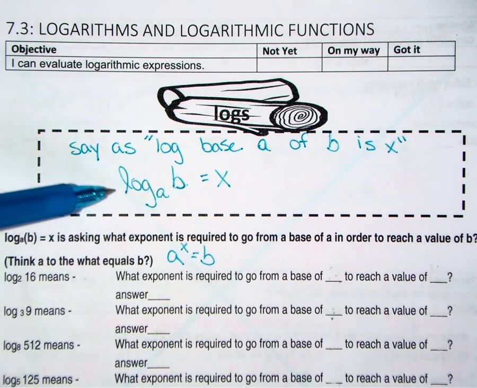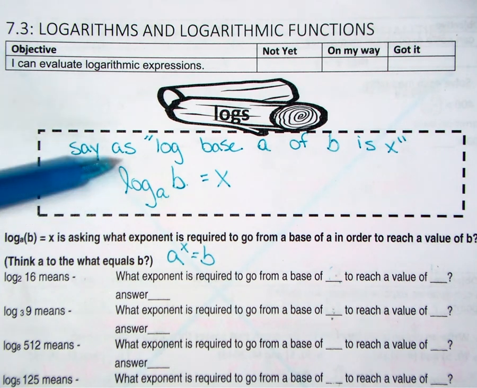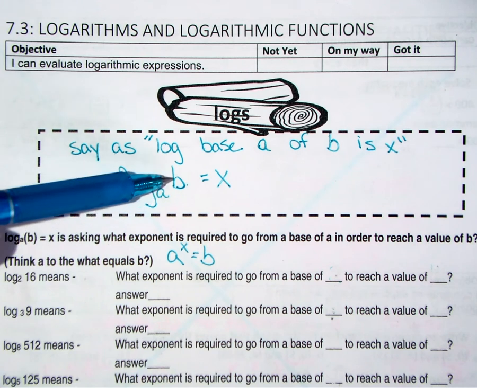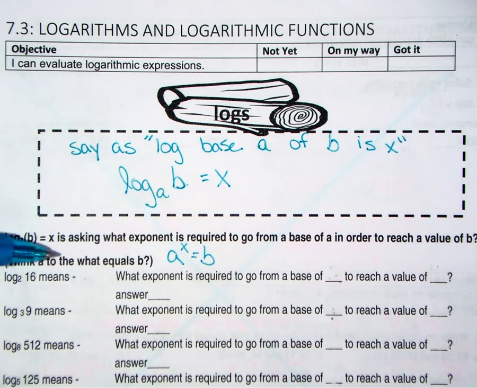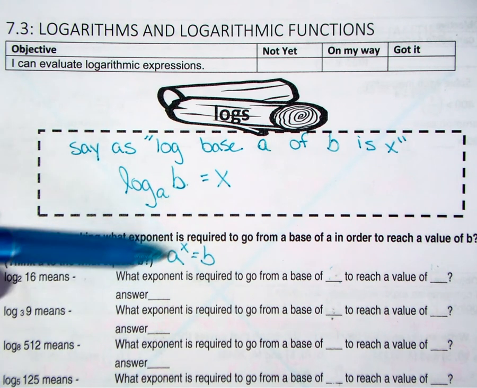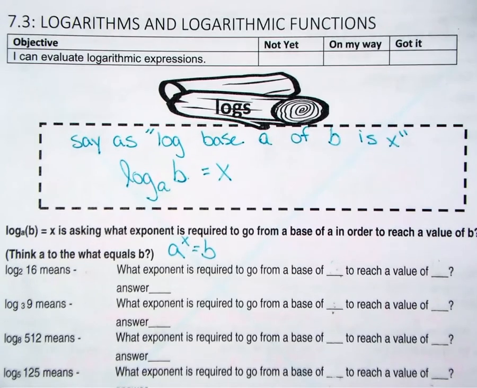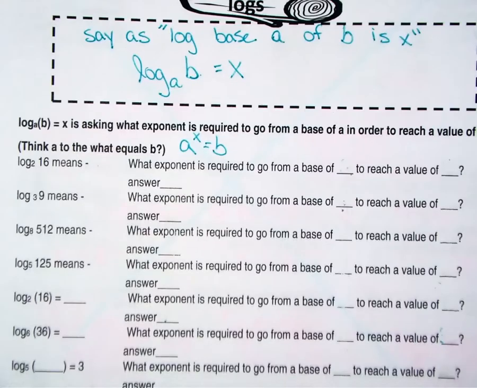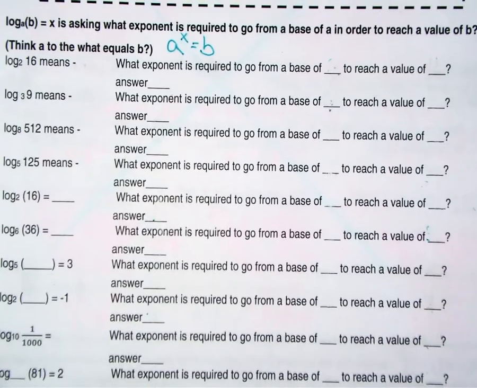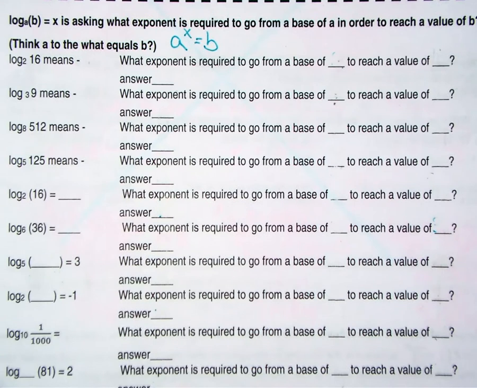And what this log is doing is it's asking a question. What exponent do I need to get from a base of A to get to B? Think of it as A to the what equals B, or I've got it written out in words here. A to the what equals B. There it's written in math language. So I've got several examples here that we're going to take a look at and get us thinking in that mindset of a log is just asking a question. What exponent do I need to get from a certain base to get to a certain number?